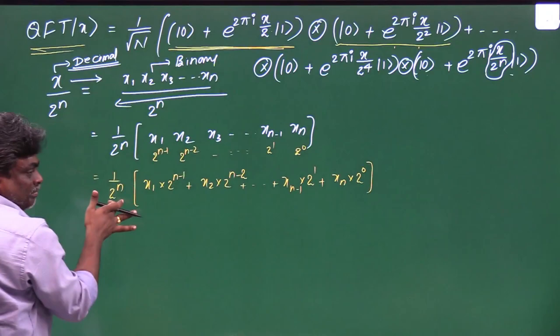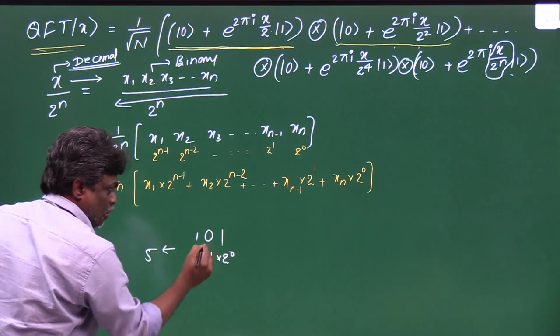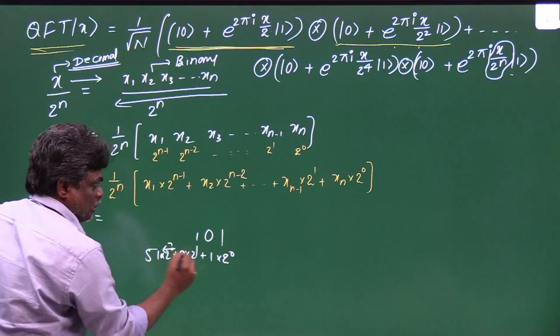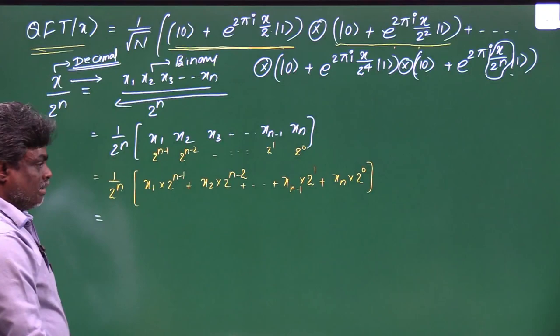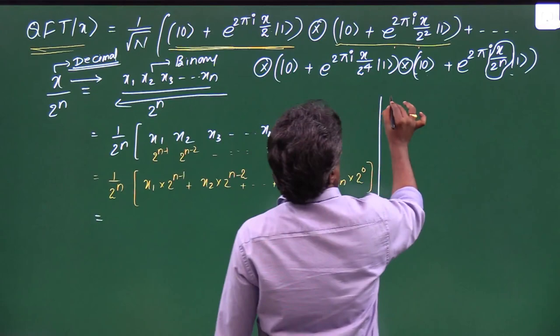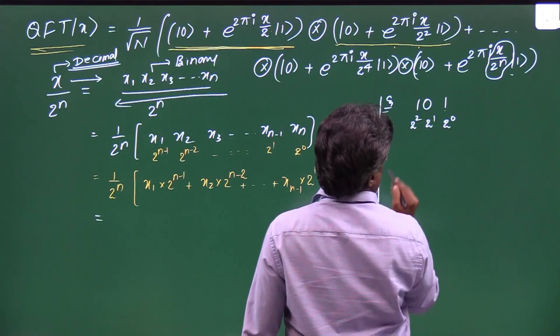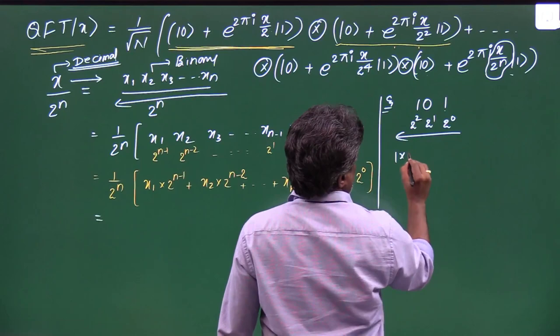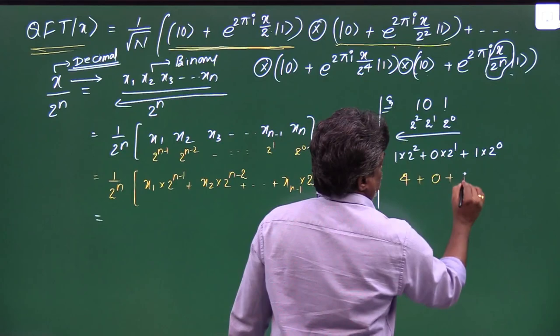For example, 101 is there. What is the decimal value? 5. How did you get 5? 2 power 0 into 1 plus 0 into 2 power 1 plus 1 into 2 power 2. Am I right? The same thing I have written. Now it is clear why you gave me 2 to the power of n minus 1. Please don't wipe that 101 example. So for 101 this is 2 power 0, 2 power 1, 2 power 2. Finally, 1 into 2 square plus 0 into 2 power 1 plus 1 into 2 power 0. This is nothing but 4 plus 0 plus 1. This is 5. Correct. So we are right.